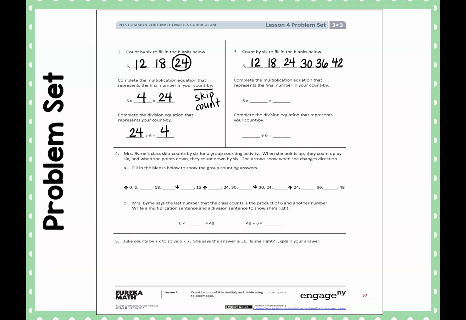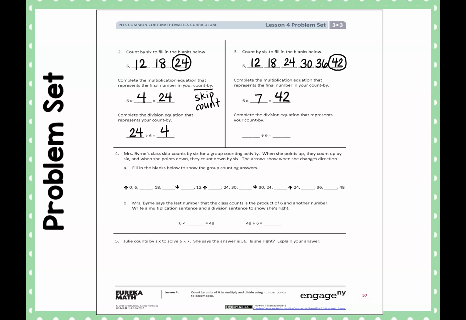Now it says complete the multiplication equation that represents the final number in your count by. So for our last problem, that was 24. For this problem, our last number is 42. Okay, so let's look at our multiplication equation here. 6 times blank equals blank. Okay, well we know our answer is going to be 42, but how many times did we have to count by 6 to get to 42? 1, 2, 3, 4, 5, 6, 7. So our problem is 6 times 7 equals 42.